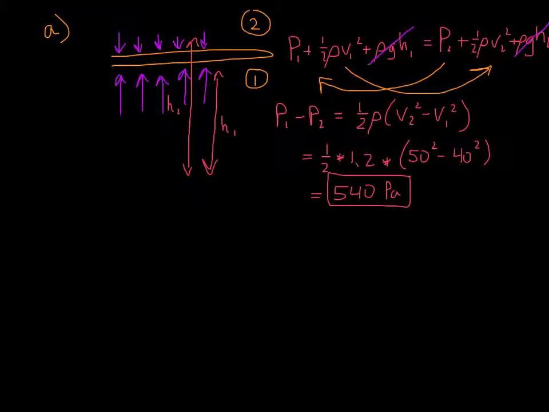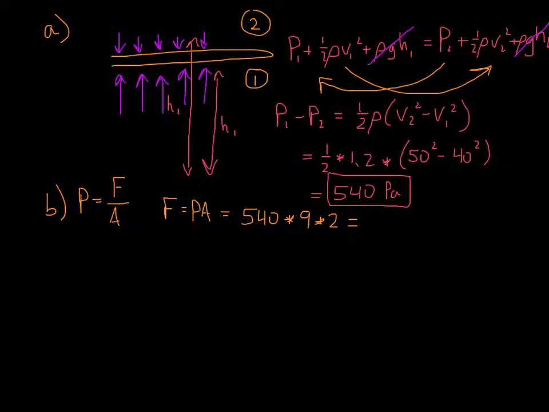So in part B, let's figure out what the upward lift force is. And this just comes from the equation that pressure is equal to force over area. So the force, in this case the lift force, is just equal to pressure times area. And we're looking at the pressure difference, which was the 540 times the area of the wings. We have wings that have an area of 9 meters squared, and there's two of them, so we got to do 540 times 9 times 2, leading you to an upward lift force of 9,720 newtons.